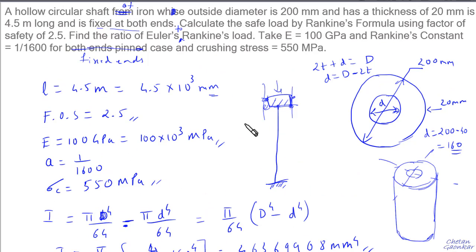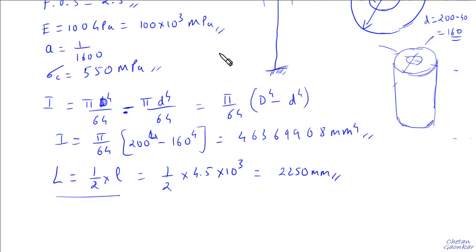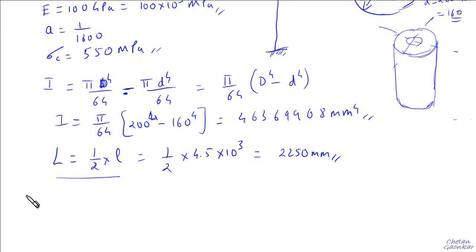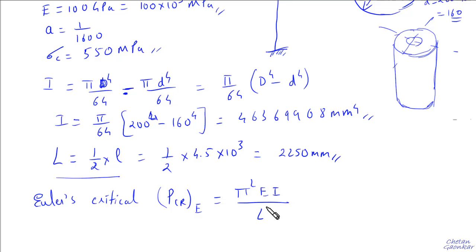Once we get this, since we need to find the ratio of Euler's to the Rankine load, first let us calculate the critical load from Euler's formula. Euler's critical load formula is given as what? P_CR from Euler is given as pi square EI divided by L square.